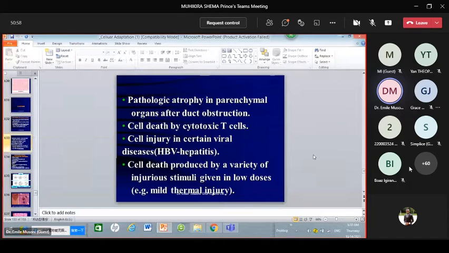For example, pathologic atrophy in parenchymal organs after duct obstruction, cell death by cytotoxic T cell injury in certain viral diseases like hepatitis, this one is pathological. Cell death is also produced by a variety of injury stimuli, for example, in mild injury.